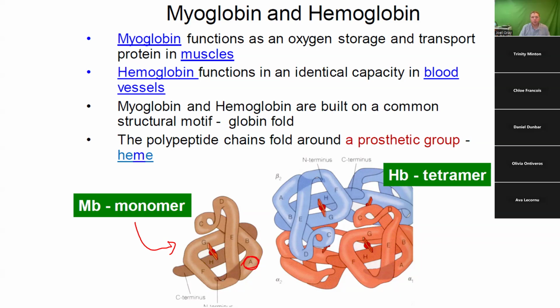Hemoglobin and myoglobin are both a bunch of alpha helices. This is helix A, helix B, helix C, helix D, helix E, helix F, helix G, helix H. So there's a bunch of those that make up this overall protein. Now, with that said, the polypeptide chains fold around a prosthetic group. That prosthetic group is known as heme right here. Heme is the prosthetic group.